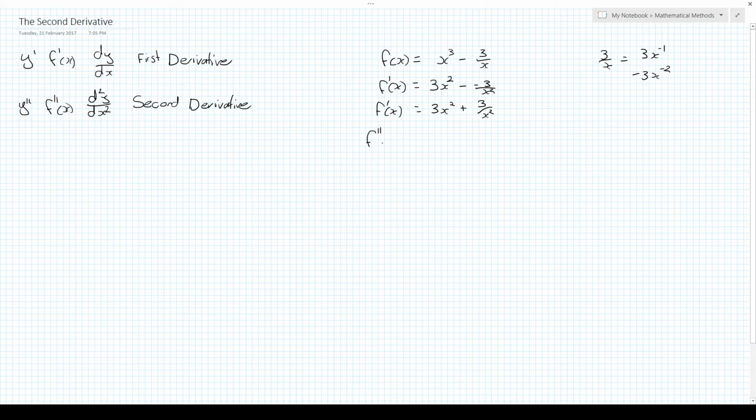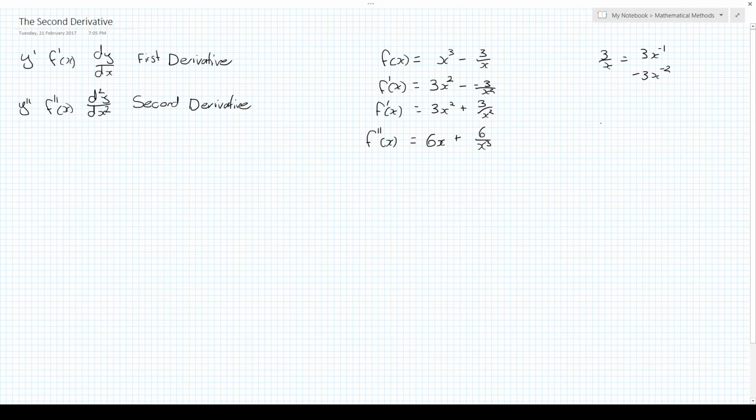f double dash x is equal, so 3x squared, what's the derivative of that? It's just 6x. Plus, again, this is going to look like this. So let's take our minus 2 out the front, and it's going to become plus 6x to the power of minus 3. So plus 6 over x to the power of 3.